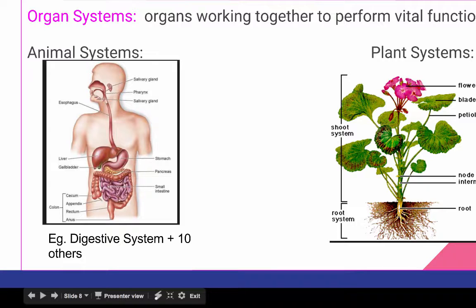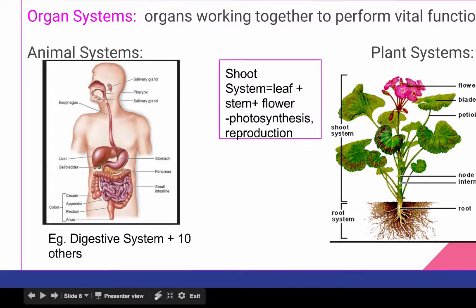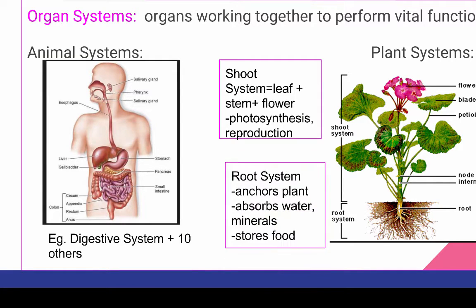You have what we call the shoot system and the root system. What you'll see in the shoot system is that it's composed of the leaf, the stem, and the flowers. Generally, it's the parts above the ground. Those are important for photosynthesis. They're important for plant reproduction. And then you have the system that's below the ground, the root system. Again, that's going to anchor that plant. It's going to absorb water and minerals. It's going to store food. And those are the predominant organ systems that are at work in plants.